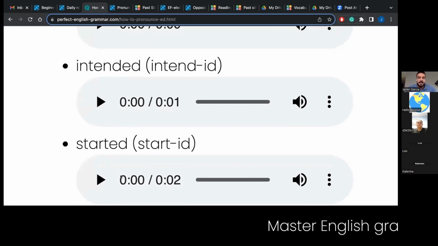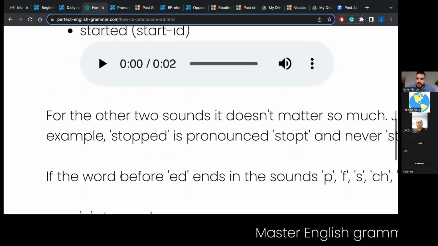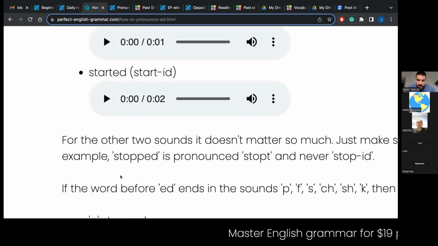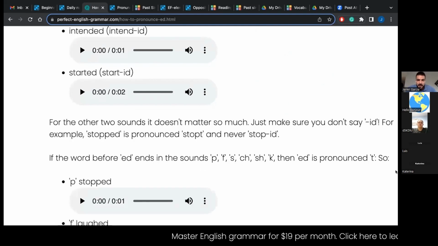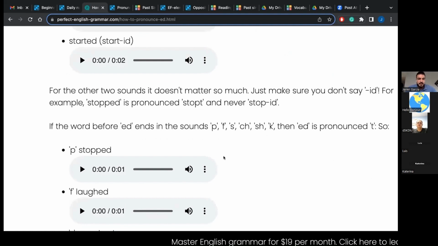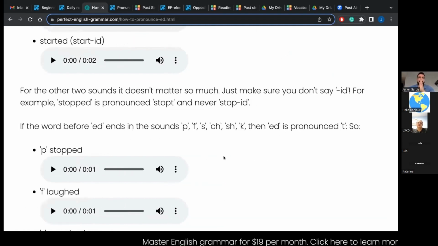Okay? Now let's move on to the second part. This one has a little bit more letters that we have to remember. So it's very good that you write them down. It's very important that you write them down. Okay, so for this one, we're going to be pronouncing the last sound of the word with a T sound, like this.